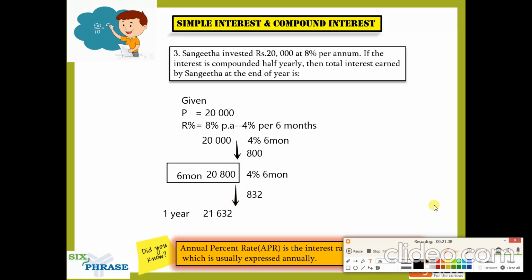Now again, this is where people make mistake. They take 21,632 and write it in the answer section. That is not the correct answer. That is amount. What we want is interest. For 6 months it is 800. For the next 6 months it's 832. So 800 plus 832, guys, will give you 1,632, and that is the answer for this question. So 1,632 is the interest for 1 year.